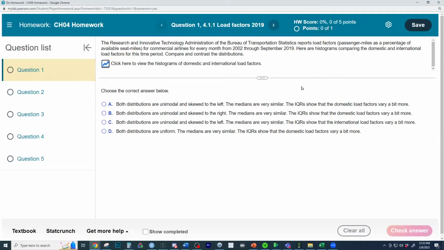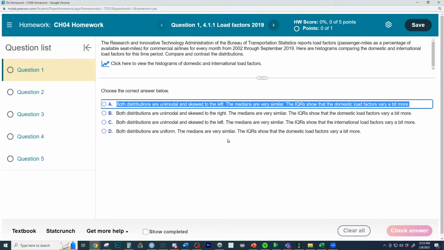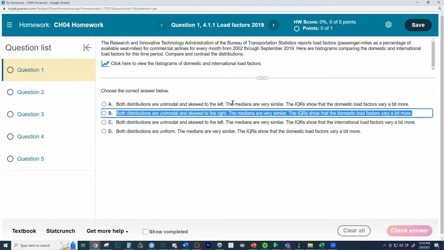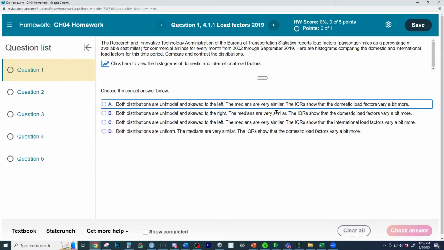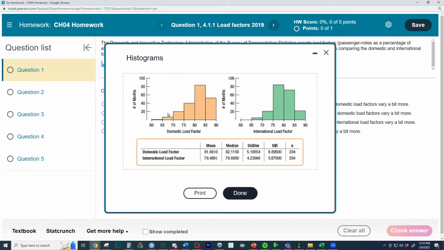What do we got with the compare and contrast right here? Both distributions are unimodal and left skew. There we go. Okay, so that eliminates this one. They're both unimodal and left skew. The medians are very similar. Okay, let's look at those medians. No, they're pretty different. 82 and 79, or that's 79.7. It's somewhat of a difference. If you look at standard deviations and IQRs, it's about a unit difference of 2.5, which is sizable for this distance.